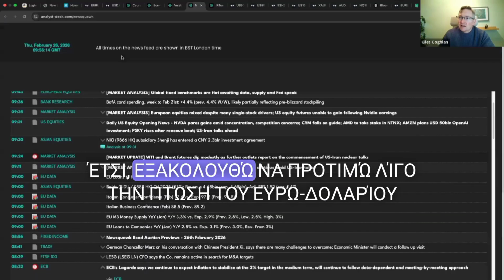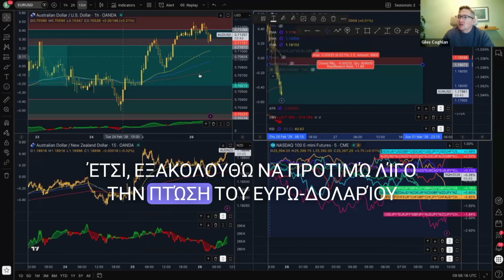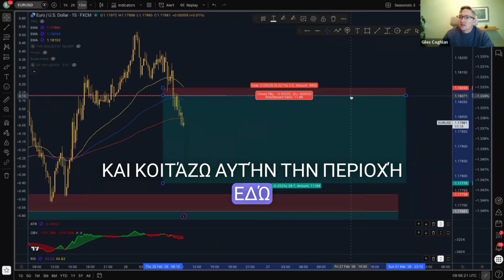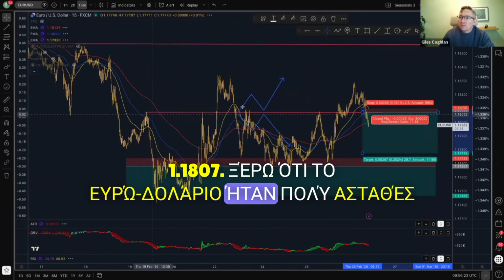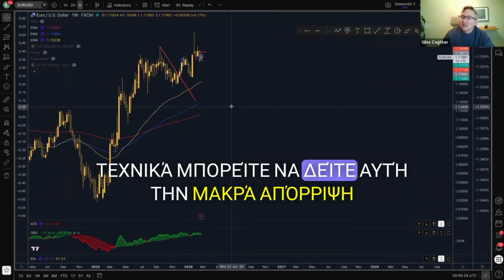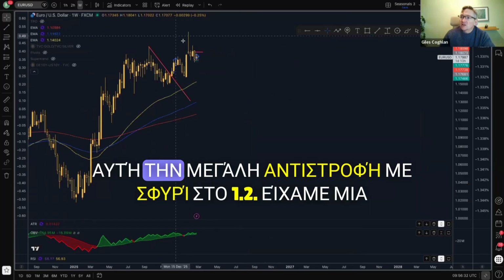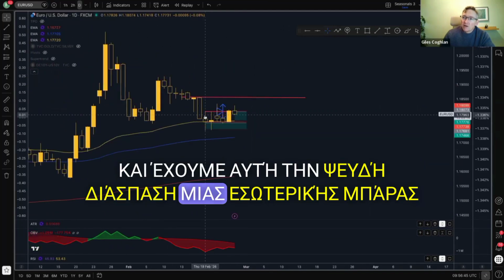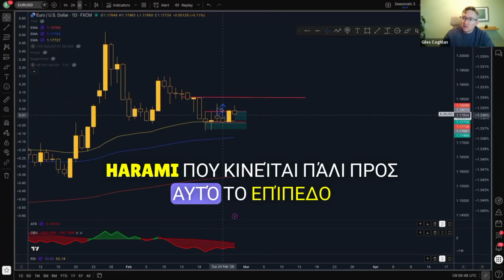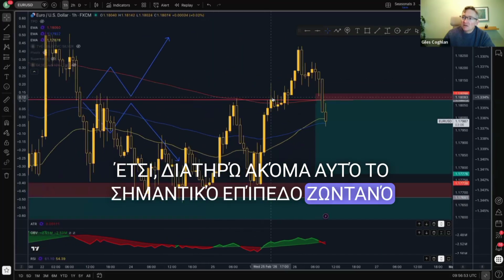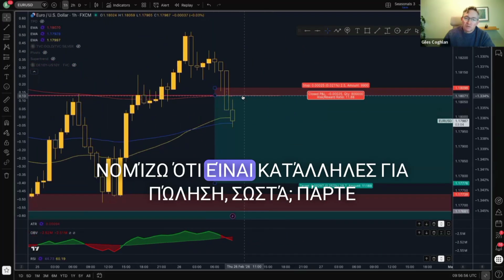So I do still favor on balance a little bit of euro dollar downside. And I'm looking at this region here, the 1.1807. I know that the euro dollar has been very choppy, but if you look at it from a technical perspective, you can see this long rejection at 1.2, big hammer reversal. We've had a retracement up to that level, sellers come in, and we've got this false break of Harami inside bar moving back up to this level and then we're going back under. So I'm still keeping this major level alive, and any retracements up to there, I think that's suitable for selling.